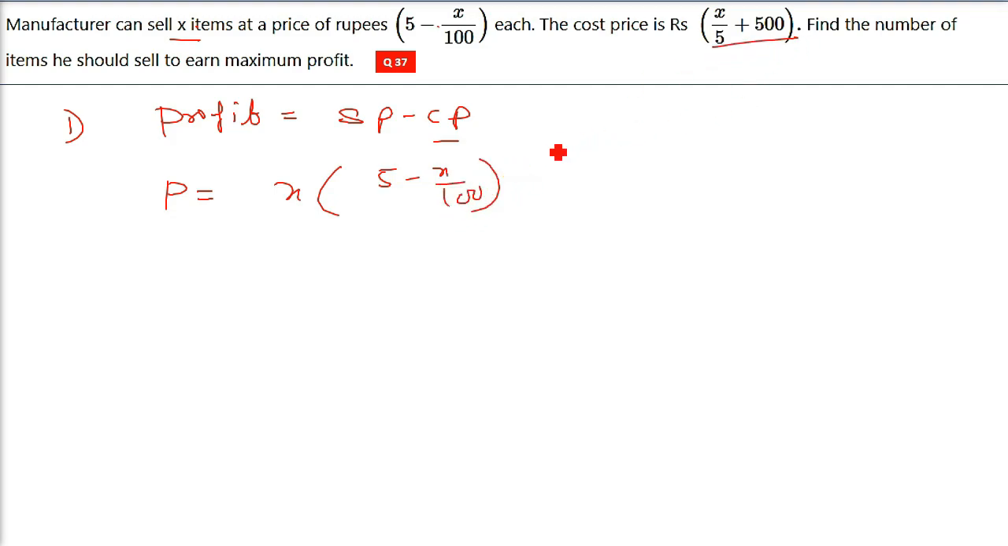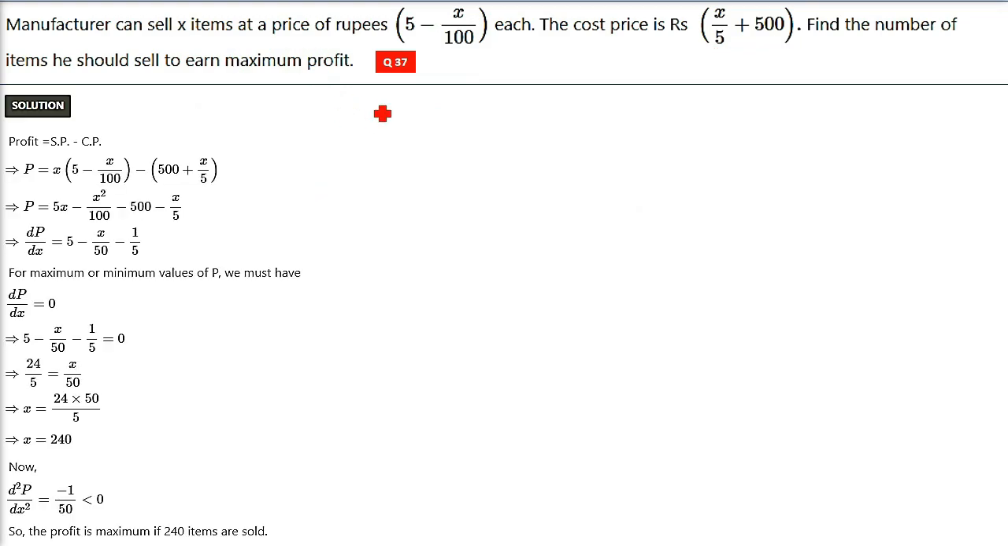What is the cost price? It is X by 5 plus 500. This X by 5 plus 500 is going to be your cost price. Now the differentiation in this question is quite easy. You can just differentiate, equate it to 0, and you will get x. Try to show the examiner that D2, that is double differentiation, also you have done, and that is going to be negative, which indicates the maximum profit. And any problem, just let me know, we can discuss this further.